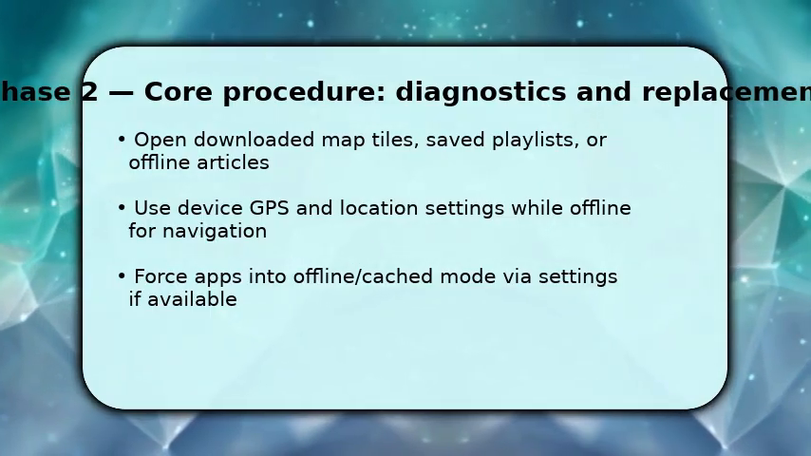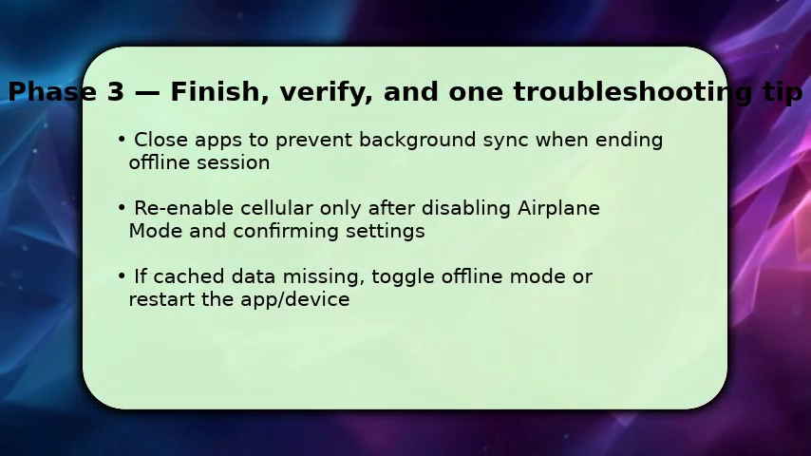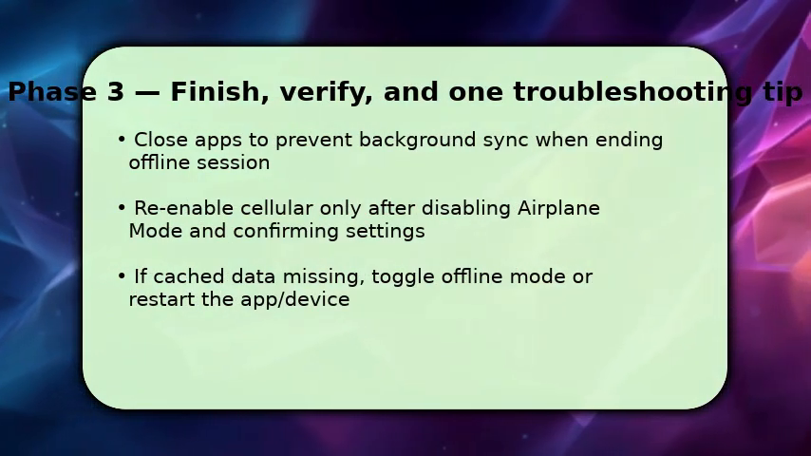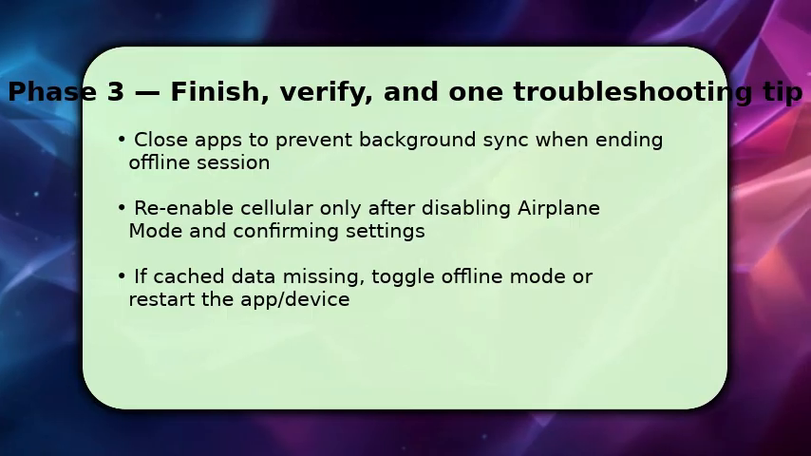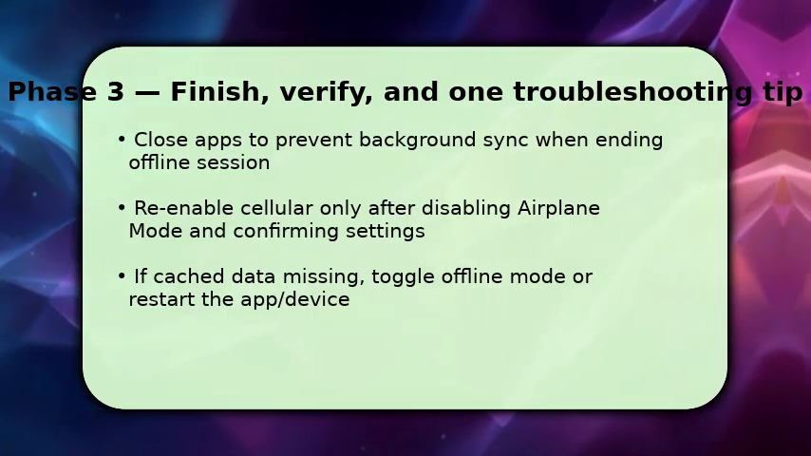To finish, close or background lock apps so they don't attempt sync when you end airplane mode. When you're ready to reconnect, turn off airplane mode and then enable cellular. Verify each app's sync settings before letting it update.